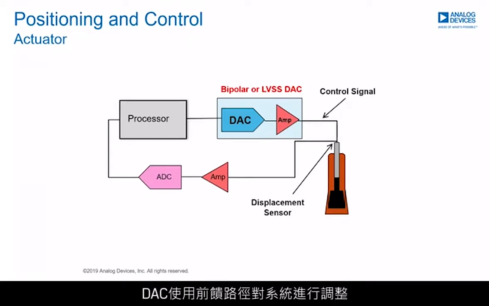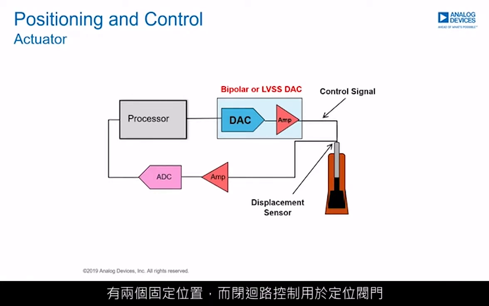A DAC is used in the feed-forward path to make adjustments to the system, and an ADC is used in the feedback path to monitor the effect of those adjustments. Together, they force and sense the analog control signals to make real-world adjustments to the parameter they are controlling. Open loop is typically used for applications like opening and closing valves, where there are two fixed positions, whereas closed loop control is used for valve positioning where there is a need to adjust flow rate.